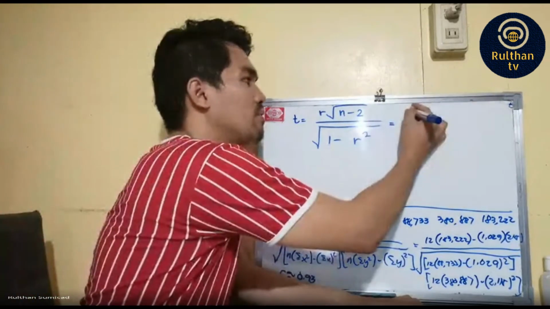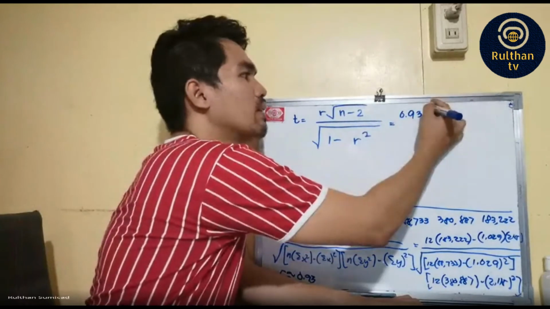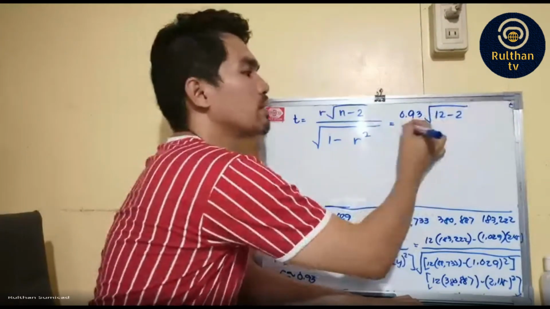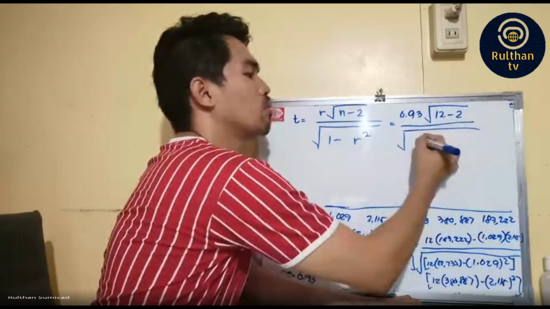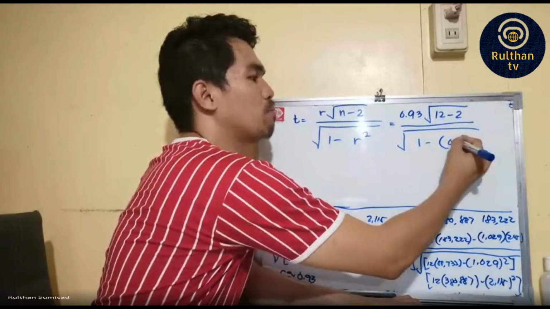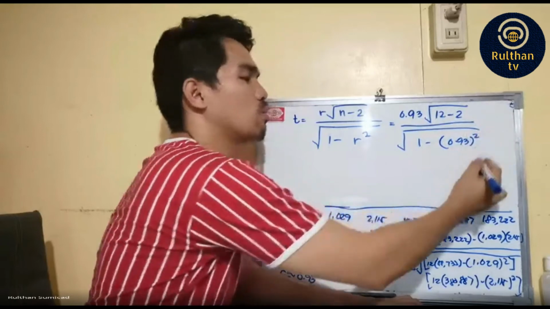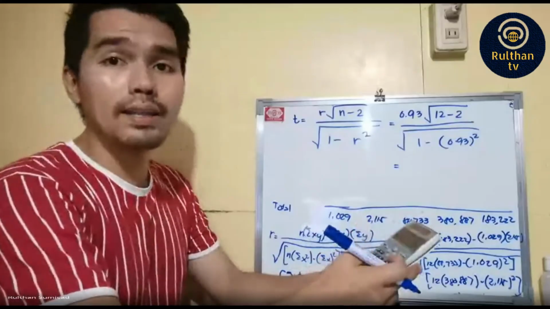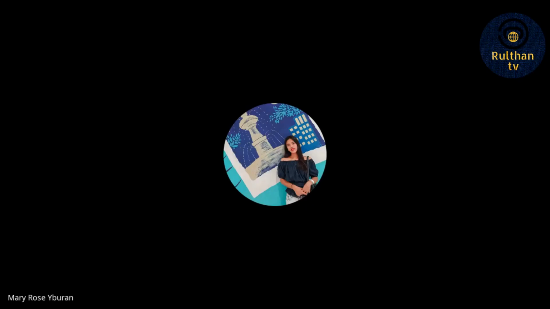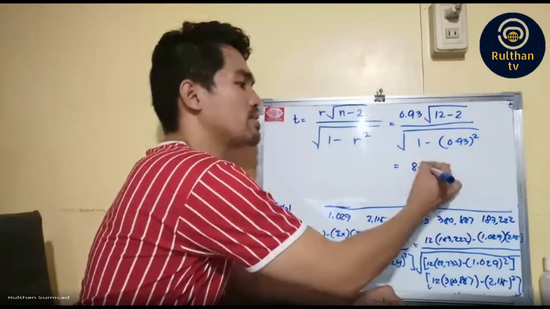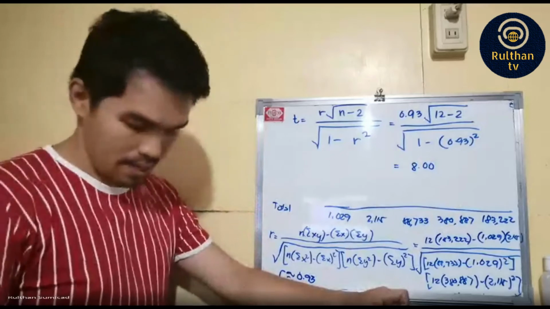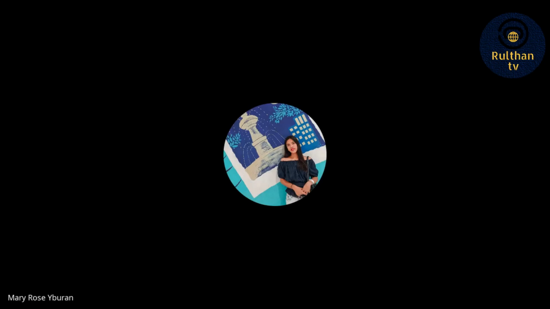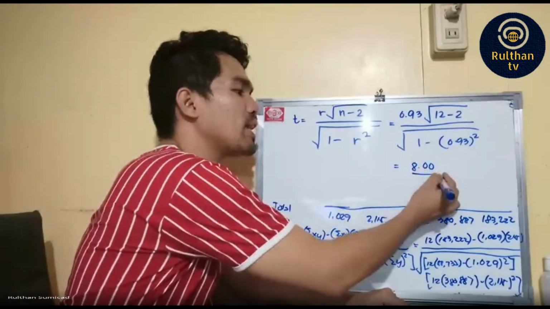So we have our R of 0.93. Then we have the square root of 12 minus 2 divided by 1 minus 0.93 squared. What is our T? Okay, our T is 8.00. Let's include the two decimal places. Positive or negative? Positive. Okay, it's positive. So we have here a t that is positive.